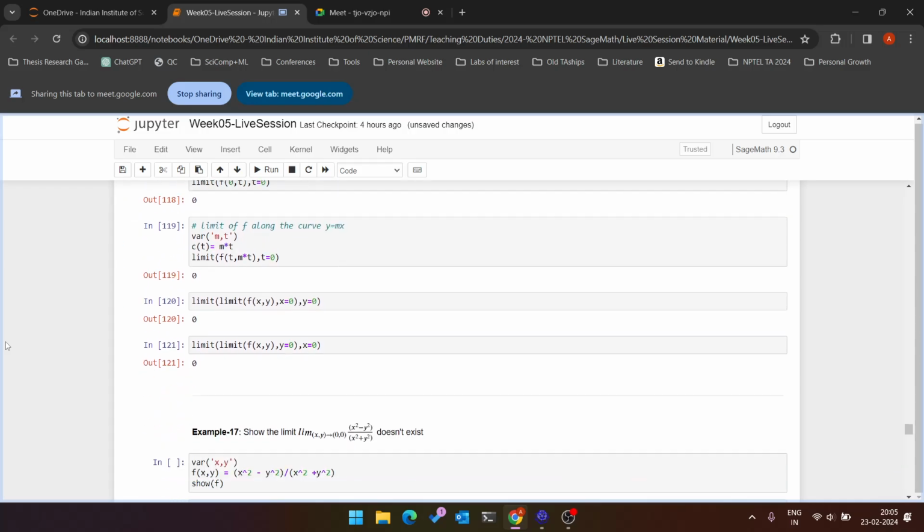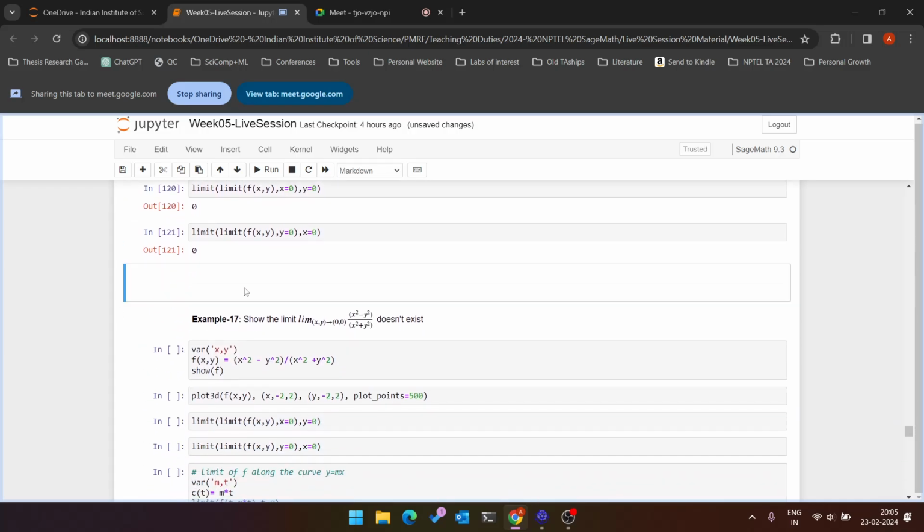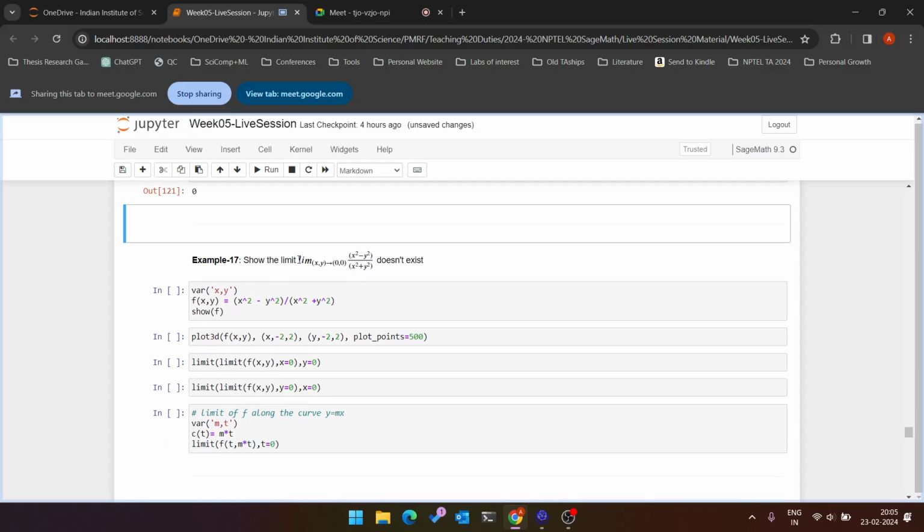Okay. So that takes care of that example. Next, we want a similar problem. Now we want to evaluate limit for a different function, and we are asked to show that limit at origin for this function doesn't exist.